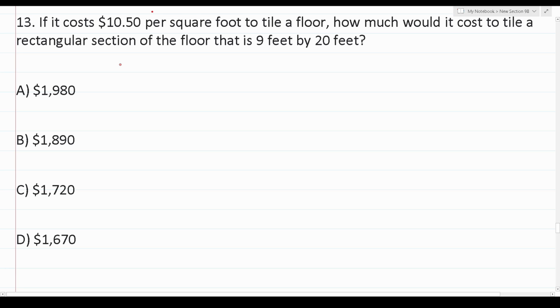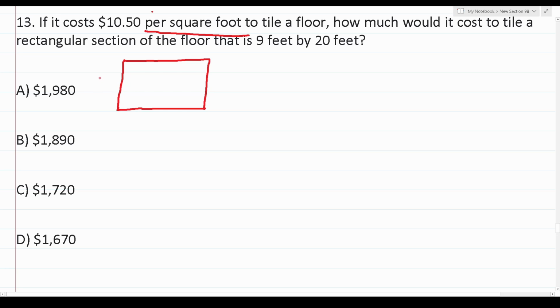Number 13 says, if it costs $10.50 per square foot to tile a floor, how much would it cost to tile a rectangular section of the floor that is 9 by 20 feet? All right, so a few things should jump out at you right away. Specifically this, per square foot. Whenever you're dealing with square feet, that means you're dealing with area. If this said cubic feet, you would be dealing with volume. So in this case, we have to start this problem by finding the area of the section of the floor that we want to tile.